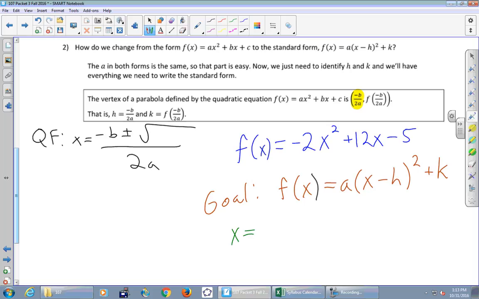X equals, so I'm going to call it x sub v for the x coordinate of the vertex. So it's our same negative b over 2a. So negative, how much is the b? 12, that's the b right there in the middle. Whoops, it's negative 12 over 2 times a. 2 times what number? Negative 2, good. So we just crunch that through and we get the x coordinate of the vertex is 3.